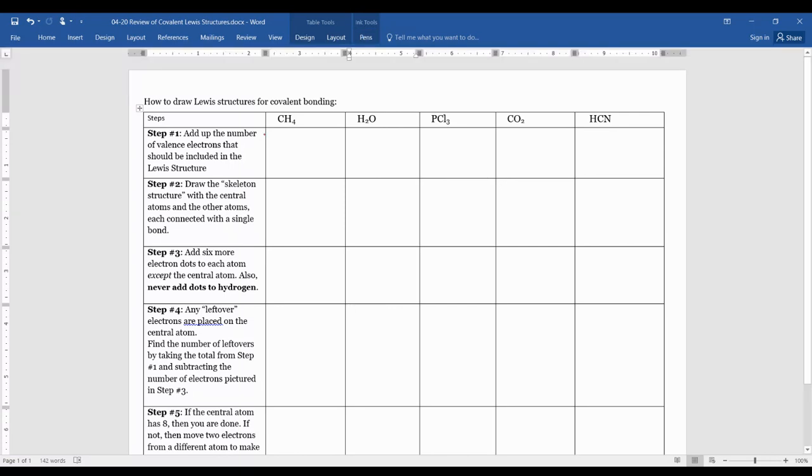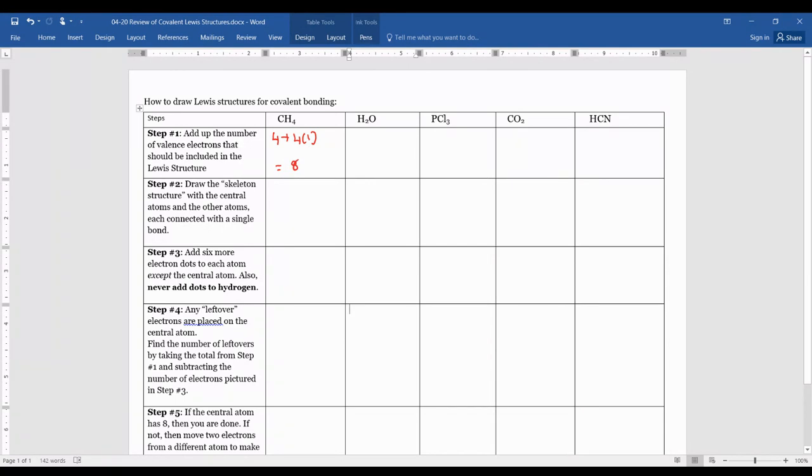So I'm actually using Word so I can use a stylus and draw. On your Google Doc, either use the drawing feature, or if that's too much, just do it on a sheet of paper. Okay, so carbon has 4 valence electrons. There's 1 carbon, and there are 4 hydrogens, and each of those hydrogens has 1 valence electron. So I have 4 plus 4, which is 8.